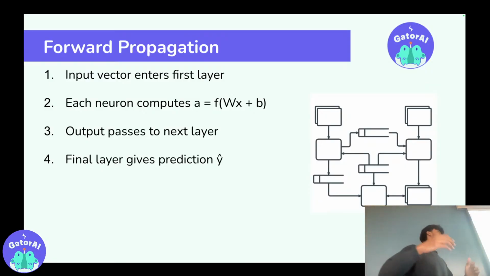The output is pretty much the model's best guess. At this point, the network hasn't actually learned anything yet. It's just making predictions based on the weights we gave. Does anyone know what's going to happen after we get that prediction? What do we do next once we get it?